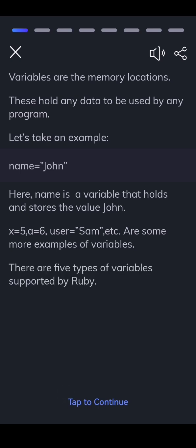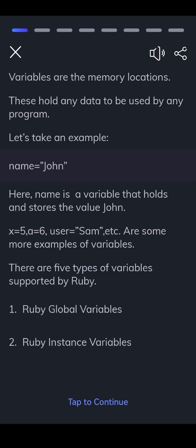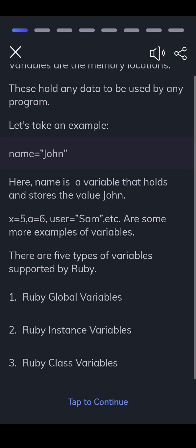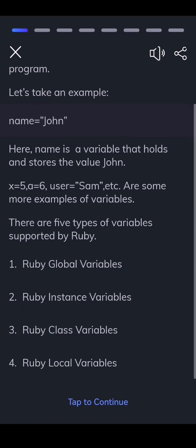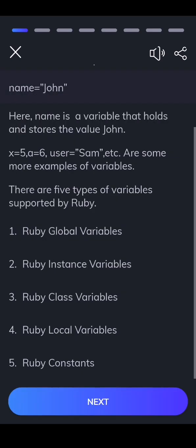There are 5 types of variables supported by Ruby: Ruby Global Variables, Ruby Instance Variables, Ruby Class Variables, Ruby Local Variables, Ruby Constants.